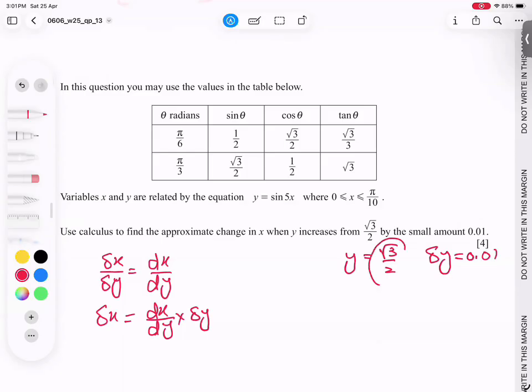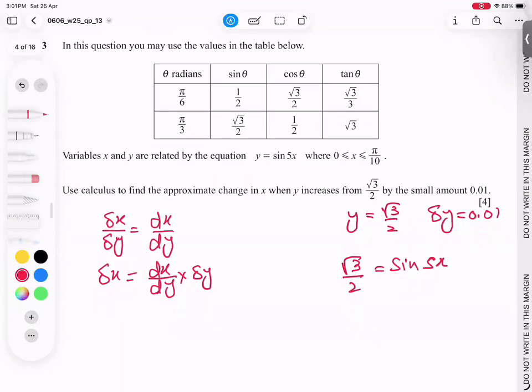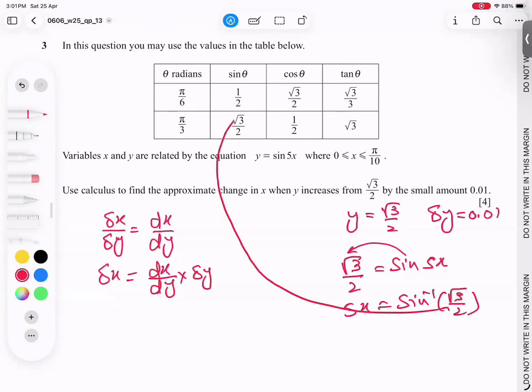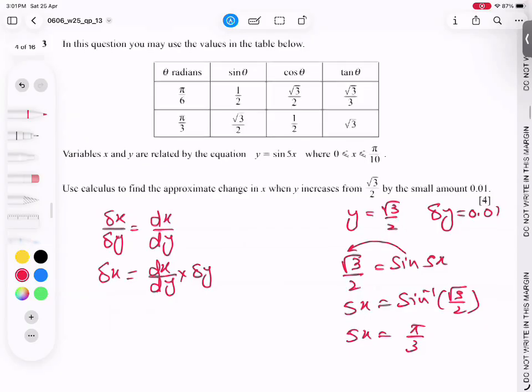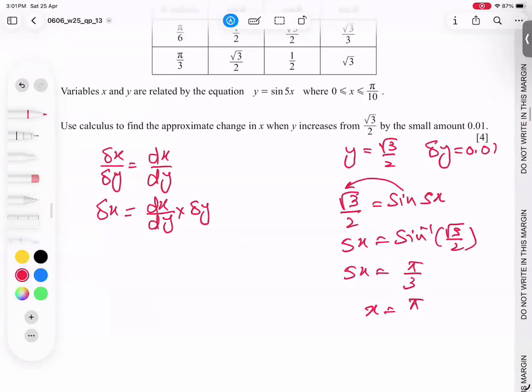So first of all, I will plug in this value here. So root 3 over 2 is equal to sine 5x. Okay. I will take sine inverse. So 5x is equal to sine inverse of root 3 by 2. And we can see, for root 3 by 2, the sine is coming as pi by 3. So 5x is pi by 3. We are getting the x value as pi over 3.